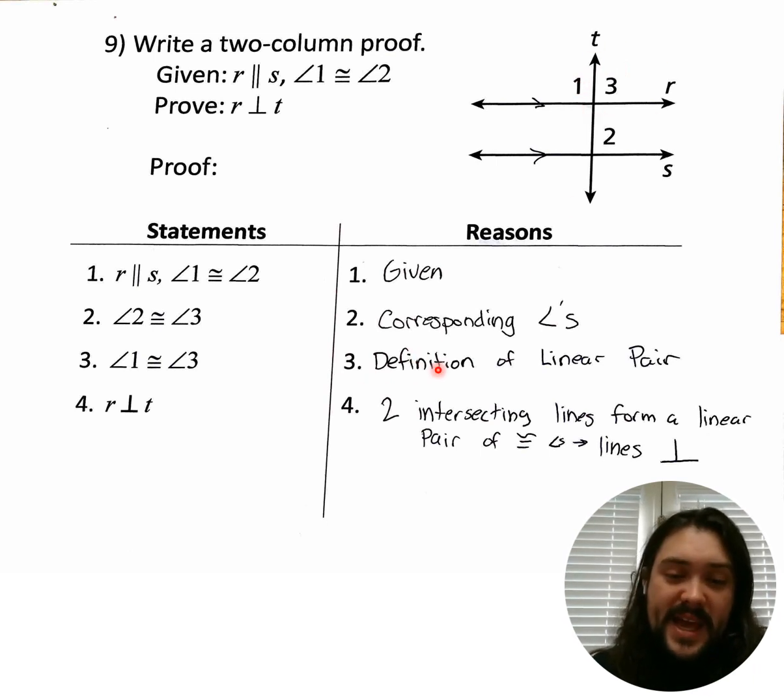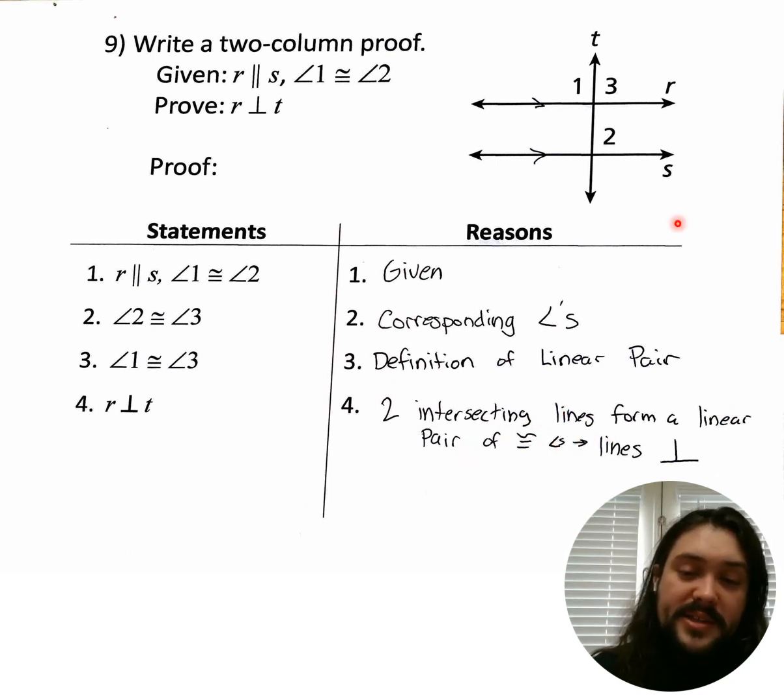Now, if you had said that 1 is congruent to 3 because of substitution, you would then have to define that it was a linear pair before saying this. So I was able to say that there were two intersecting lines that form a linear pair of congruent angles, therefore the lines are perpendicular, because I defined that it was a linear pair. That was one of the things that I established.